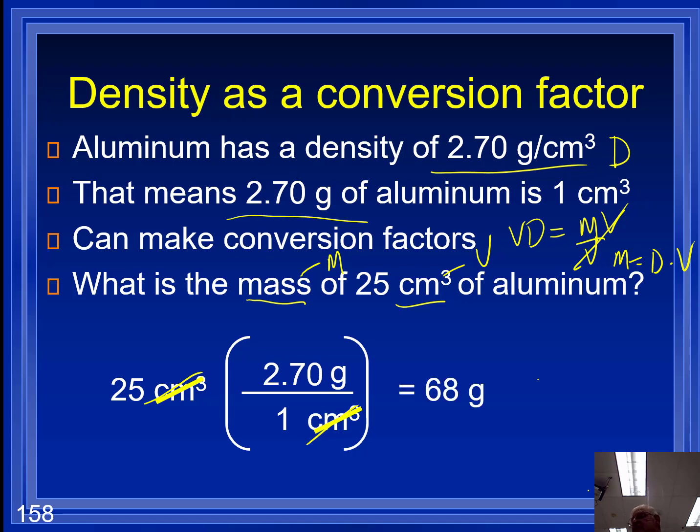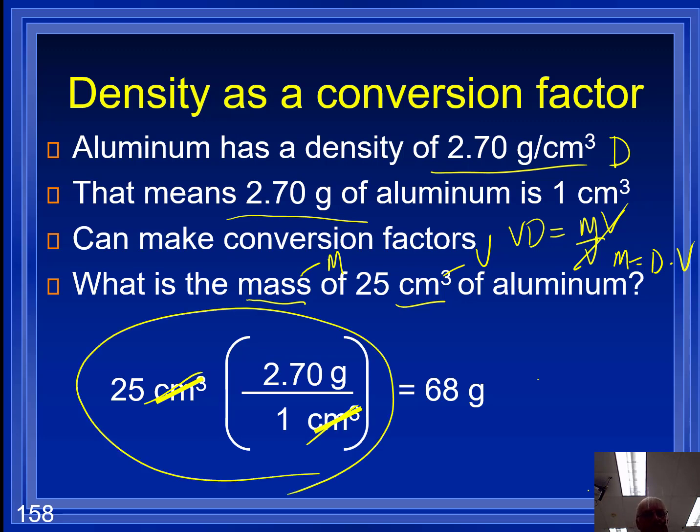And I push the buttons on my calculator. Round to 2 sig figs because 25 centimeters cubed only has 2 sig figs. And I get 68 grams. But notice, this is volume and this is density. I did exactly the same math as if I was going to set up the equation, except I didn't have to think about the equation. So it gets the same answer in a different way.